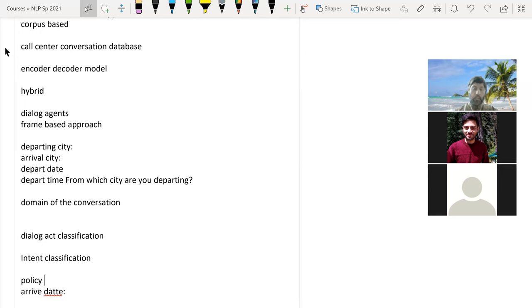So policy can be coded, but usually this is also a learning process. Sometimes a reinforcement learning type of framework can be used to update the policy. Or if there are few updates, then it can be pre-coded by humans.